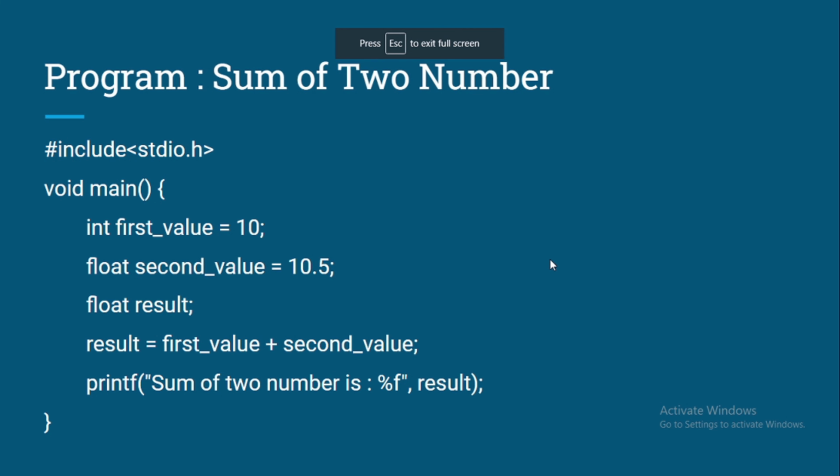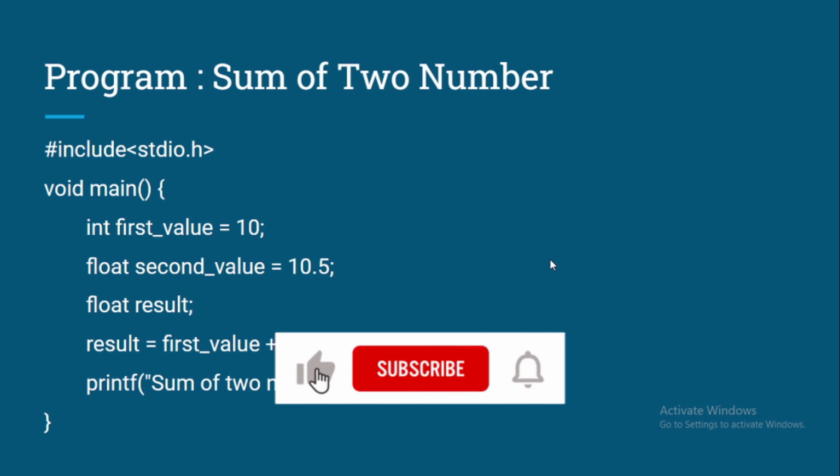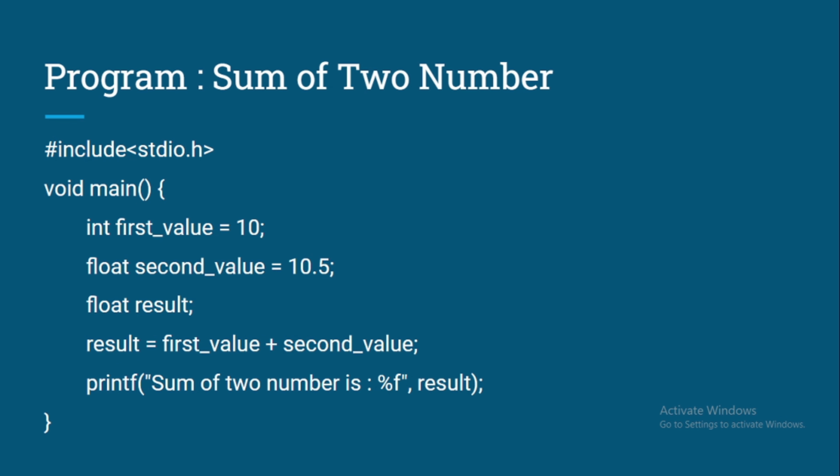So the next topic is a program where we can understand the data types of C programming and how to make a sum of two numbers. This is a very simple program and the trick is that we are doing the sum of two numbers with different data types. If you see here, we have a #include <stdio.h>, then we have a void main, and in void main we have an int first value equal to 10, then a float second value equal to 10.5, and a float result, where we have just declared a variable without any value.